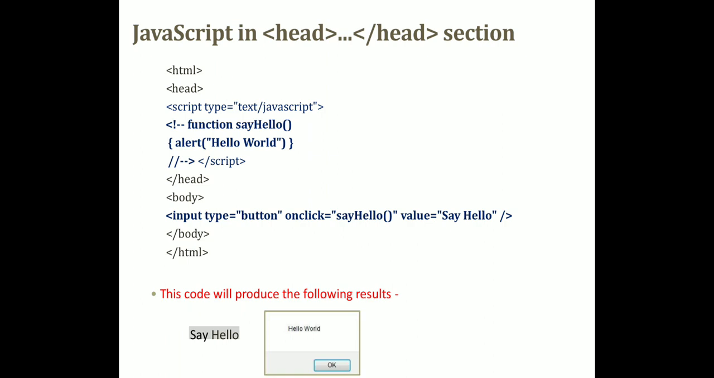So it is used in the head section, you can see, and in the body part we have given input type equals button, means we have provided a button to get the output. So input type equals button, and onclick say hello, and the value will be say hello. This code will produce the output like say hello, and we can see the alert on clicking the button. So the script added here is in the head section.